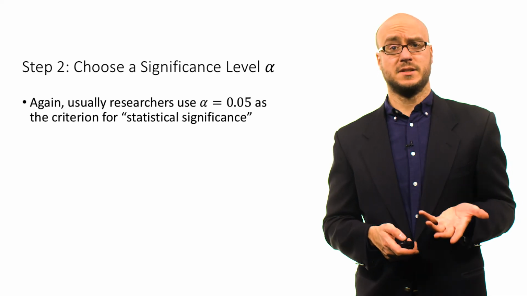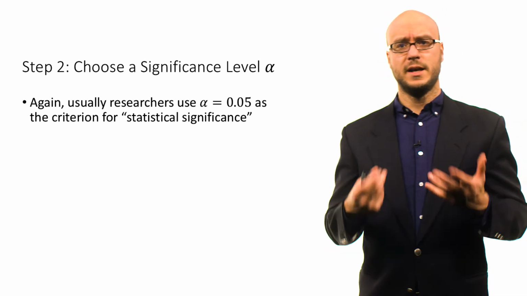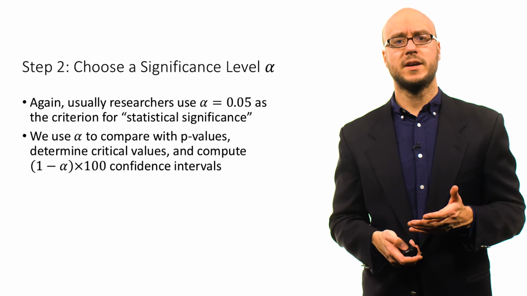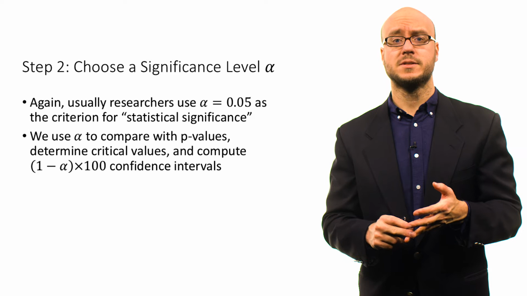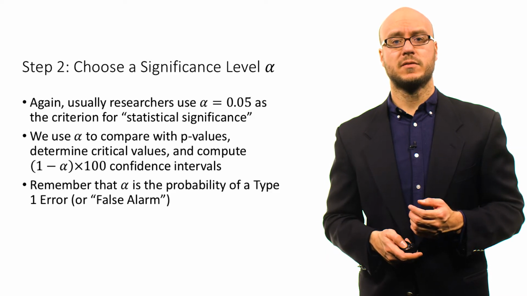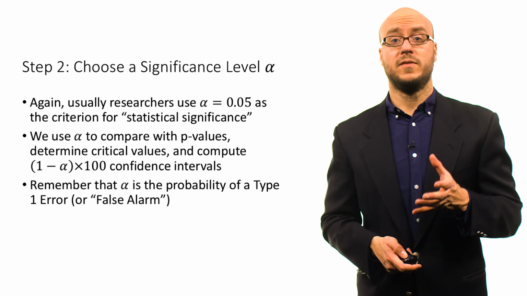And in published research and in most articles, almost all articles, this is the most common setup, where you have a null, which is the difference is 0, and then the alternative is two-sided, where the difference is not 0. Then the next step is to select a significance level. So usually researchers will select alpha of 0.05, and this is the criterion for statistical significance. Again, we will use this alpha level to compare it with p-values, determine critical values, and compute confidence intervals. And again, recall that alpha is the probability of a type 1 error or false alarm.